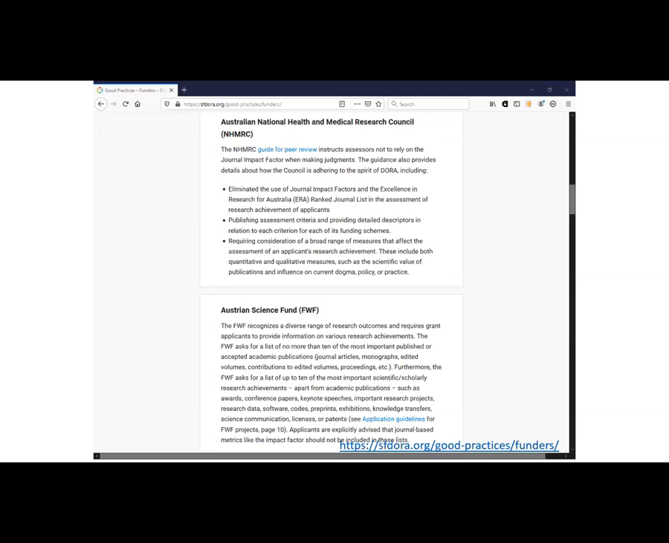The Australian National Health and Medical Research Council specifically says that they don't want to hear about journal impact factors anymore. So it's not included. And assessment criteria are broader and clearly explained, and they encourage a broad range of measures.